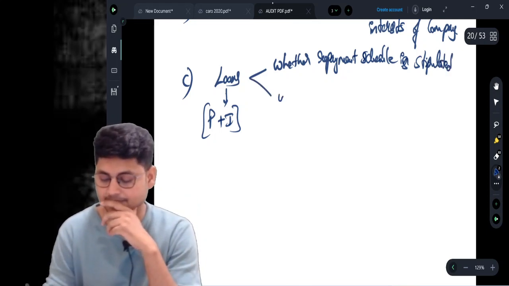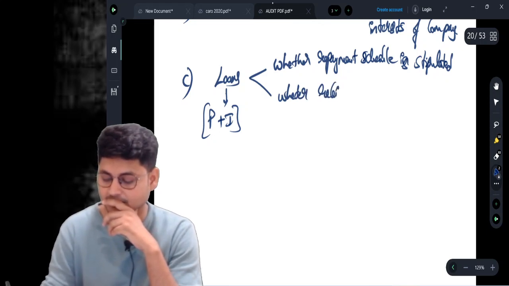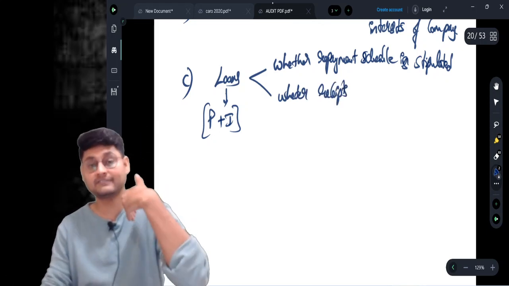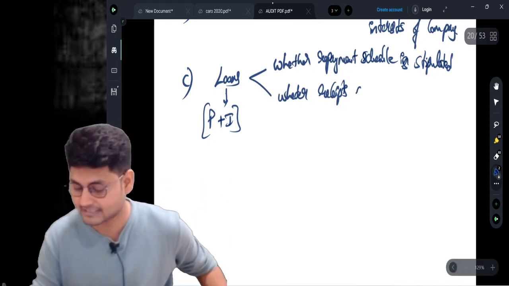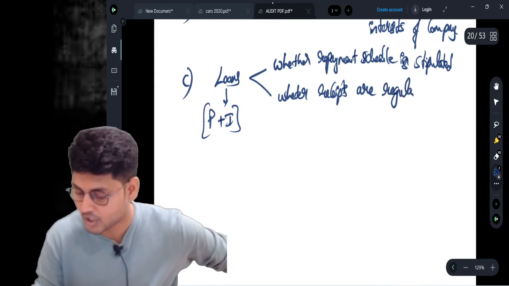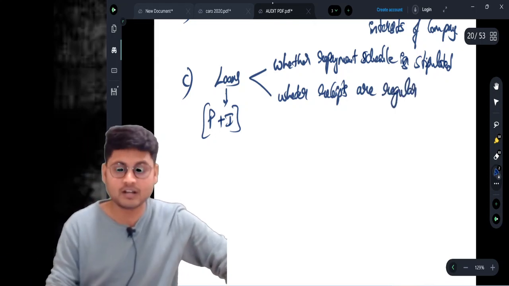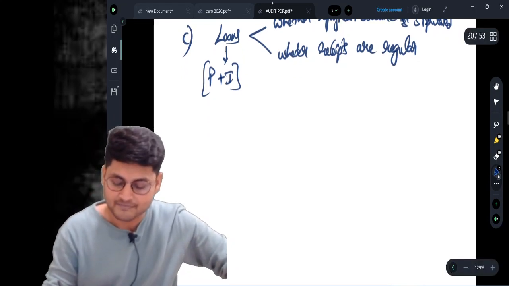And whether receipts, because these are the loans given by the company and the company has to receive the repayment. Whether the receipts or repayments are regular, so on time. Whether the company is receiving on time, the borrowers are paying the money to the company or not. That is what you are going to write there.